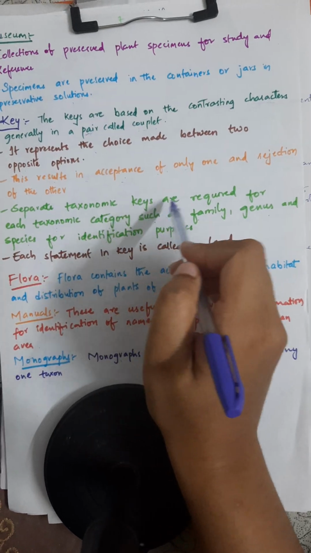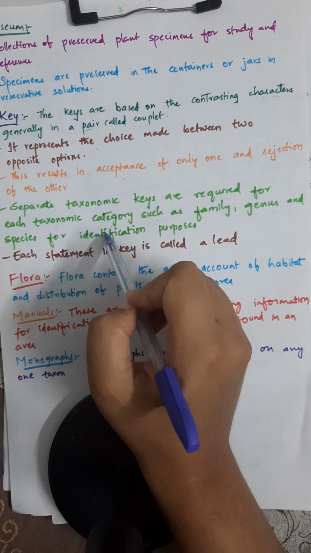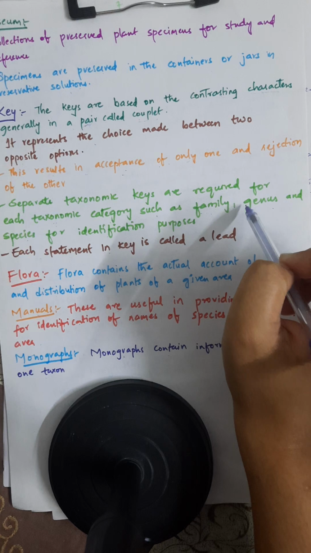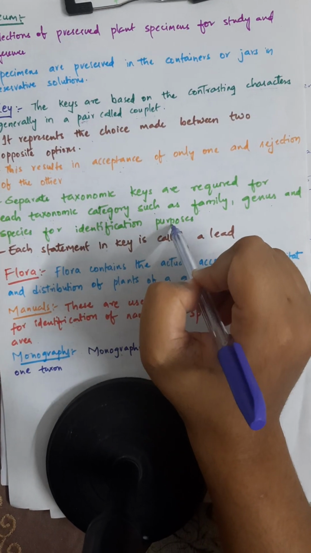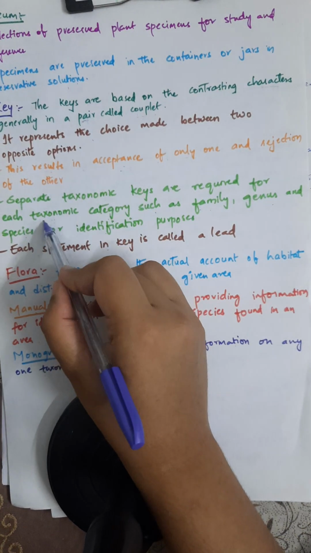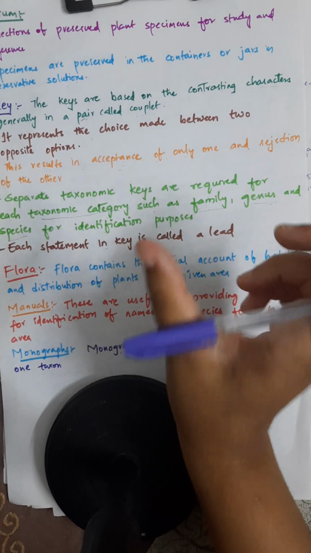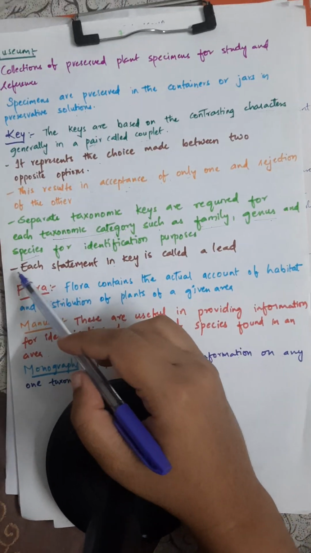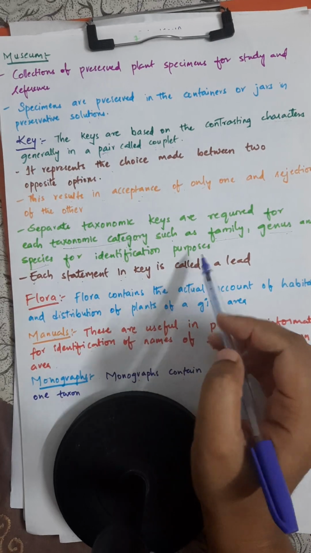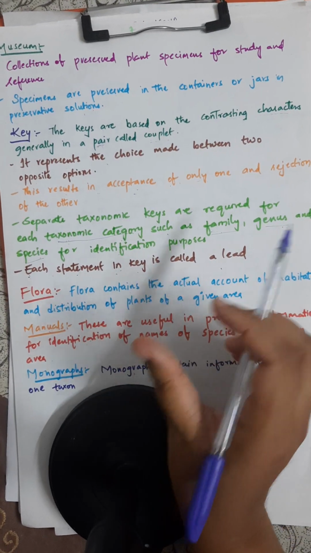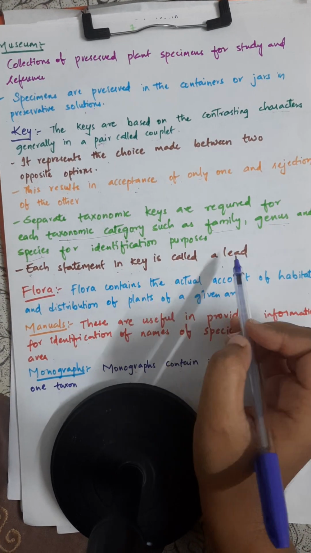Separate taxonomic keys are required for each taxonomic category, such as family, genus, and species, for identification purposes. For each taxonomic category like family, genus, species, there are separate keys. And each statement in that key is called a lead. What is a lead? Each statement in that key is the lead.